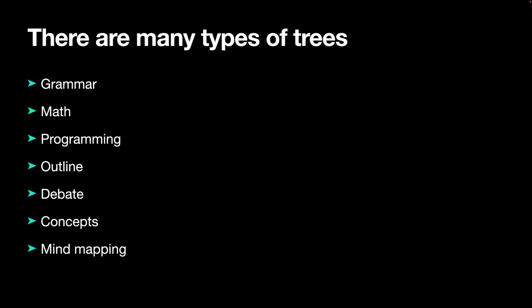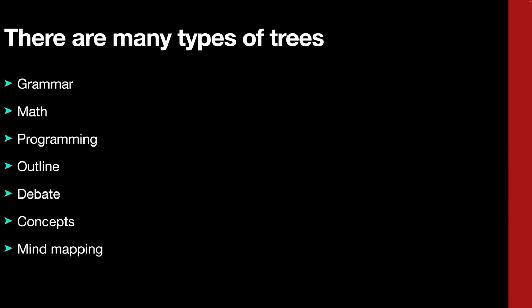There are many types of trees. They can be used for grammar, math, programming, outlines, debates, concepts, and mind maps, for example. So I'll quickly teach you how to do concept trees. You can start with one concept you're interested in. Here we have animal. And then you can think to yourself, okay, what could be a child of animal? What could be a subpart of animal or a sub-concept? There are many different right answers here.